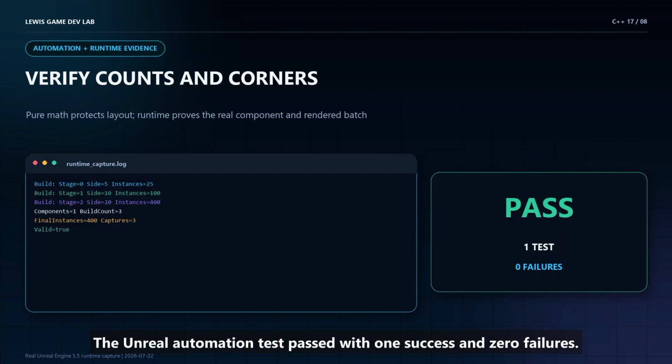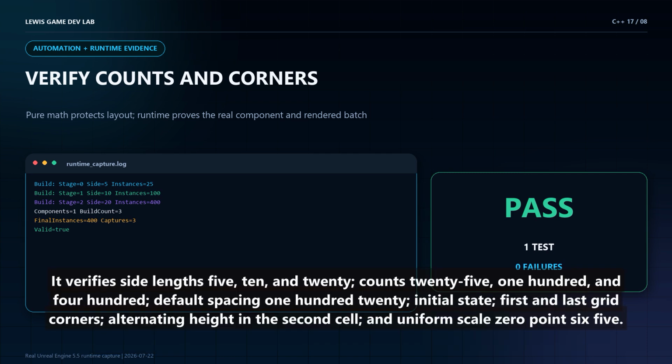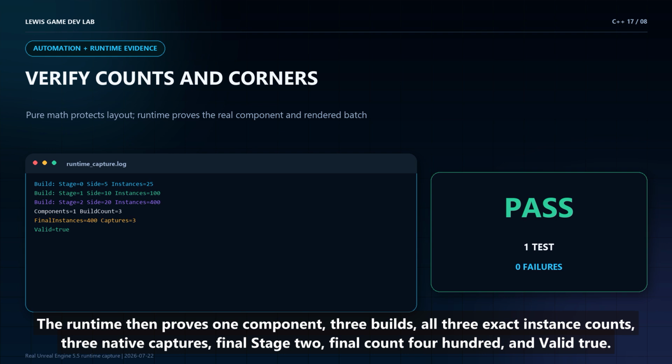The Unreal automation test passed with 1 success and 0 failures. It verifies side lengths 5, 10, and 20, counts 25, 100, and 400, default spacing 120, initial state, first and last grid corners, alternating height in the second cell, and uniform scale 0.65. The runtime then proves 1 component, 3 builds, all 3 exact instance counts, 3 native captures, final stage 2, final count 400, and valid true.